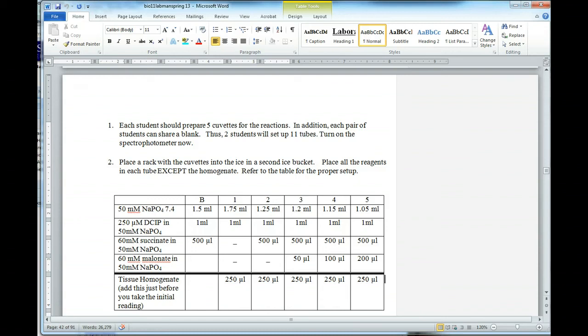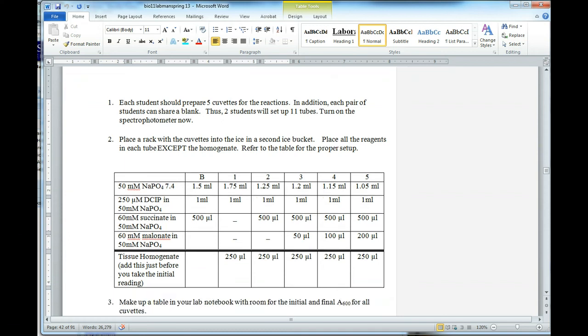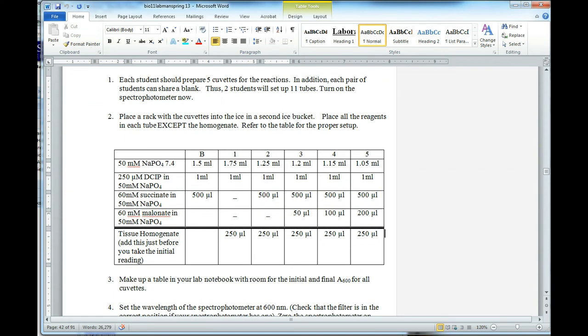This video is to describe how you ought to write your methods for your SDH paper. So here's the thing. The SDH reactions that you did, and you see them here, worked because there was the correct relative amount of buffer and enzyme and substrate.